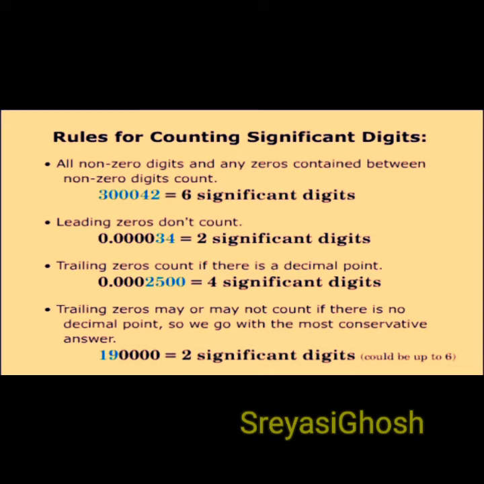Here I have given a few rules for counting significant digits. Please check them. Just go to the last one. The previous examples all of us can understand, not much difficult definitely. For the last one, I have mentioned 19, then after that we have 4 zeros, equal to 2 significant digits.